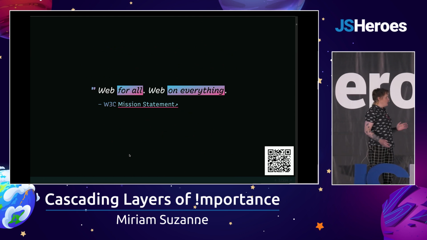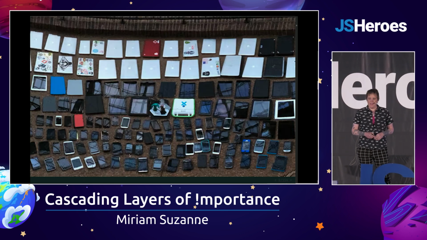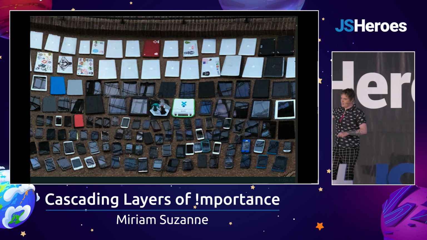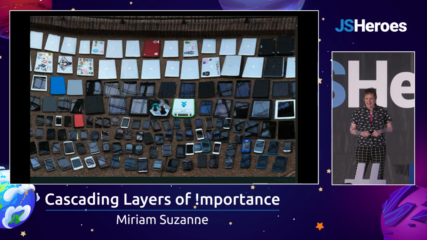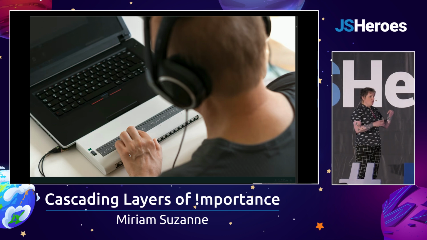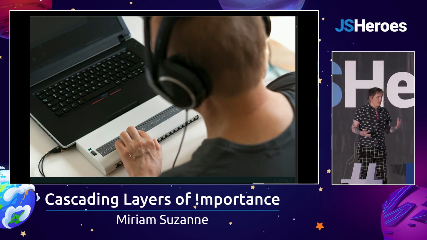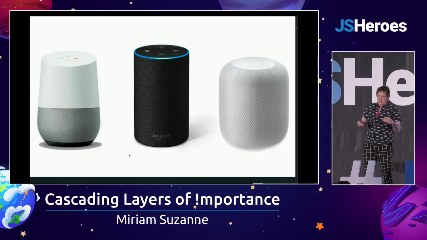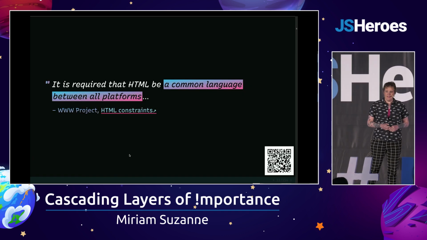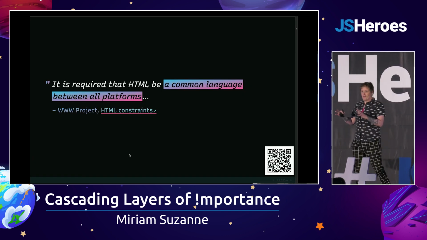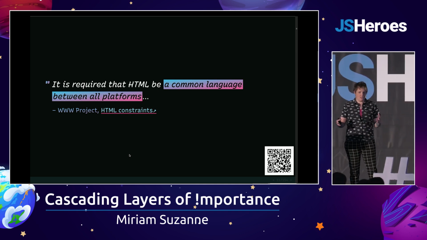You can just log into the CERN servers and start browsing the web from any machine with an internet connection. This becomes the mission statement of the web. Web for all, web on everything. And everything is a lot of things. This image is incomplete and out of date. And it includes devices, assistive technology, with all sorts of different interfaces, and then devices without any screen at all. And so this is a problem for the new technology.